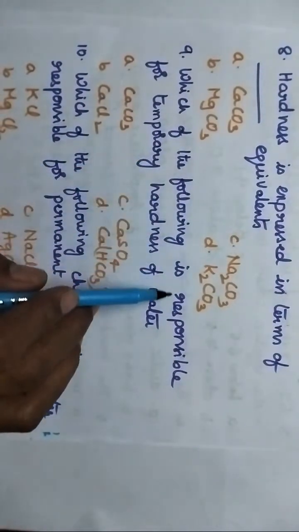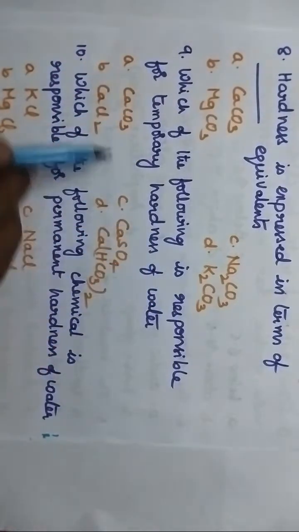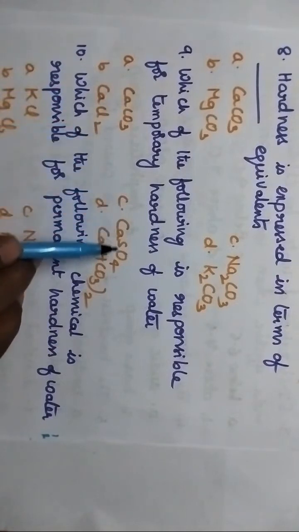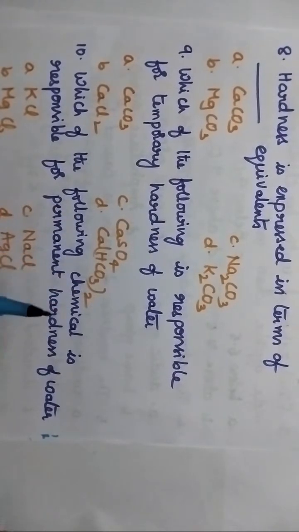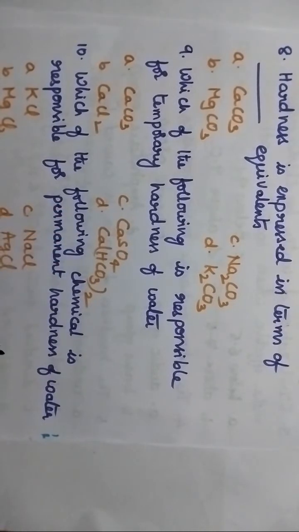Which of the following is responsible for temporary hardness of water? A, calcium carbonate; B, calcium chloride; C, calcium sulfate; D, calcium bicarbonate. Especially calcium bicarbonate and magnesium bicarbonate are responsible for the temporary hardness. Yes, here option D, calcium bicarbonate, is the right answer.